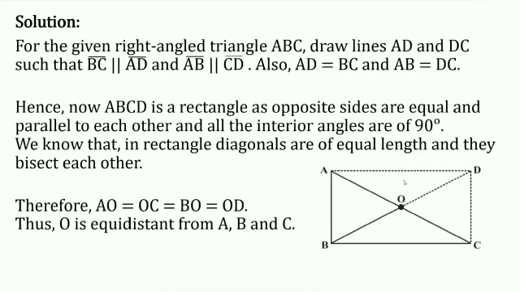As well as we know that the diagonals of a rectangle bisect each other because a rectangle is a parallelogram also. So we can say BO is equal to OD and OC is equal to OA because AC and BD are bisecting each other. Now, because they are bisecting, we can say that AO is equal to OC is equal to BO is equal to OD. So we can say that O is equidistant from A, B and C.